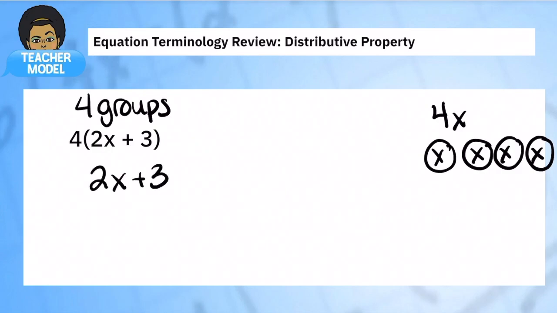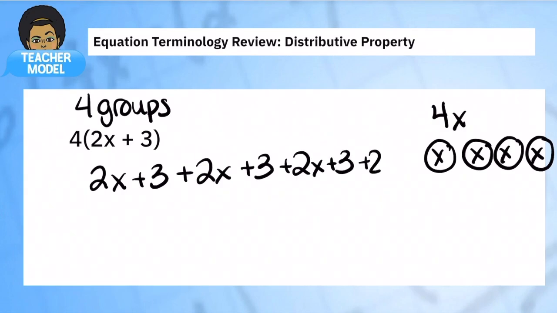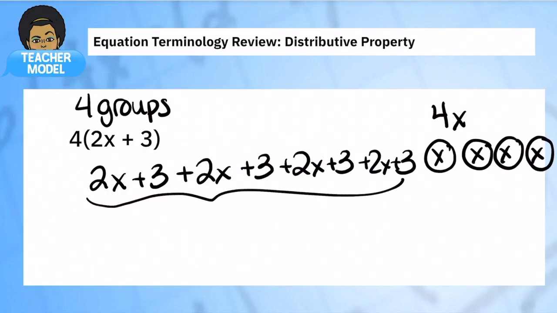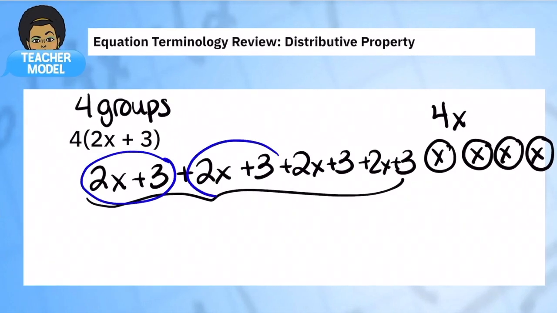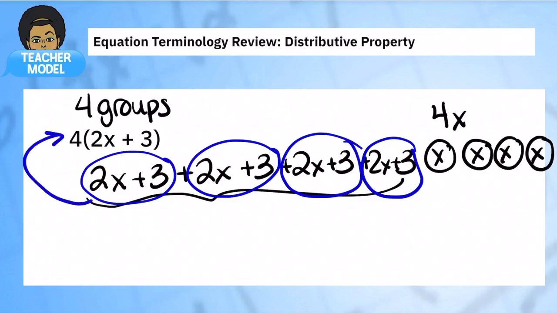and I have another 2x plus 3, and I have another 2x plus 3, and I even have another 2x plus 3. Look at how long that looks. This is really big. And so instead of just writing it all out, they've just shown you have 4 groups of the same number. We express that when you see 4 times 2x plus 3. It just means I have 4 groups of 2x plus 3.